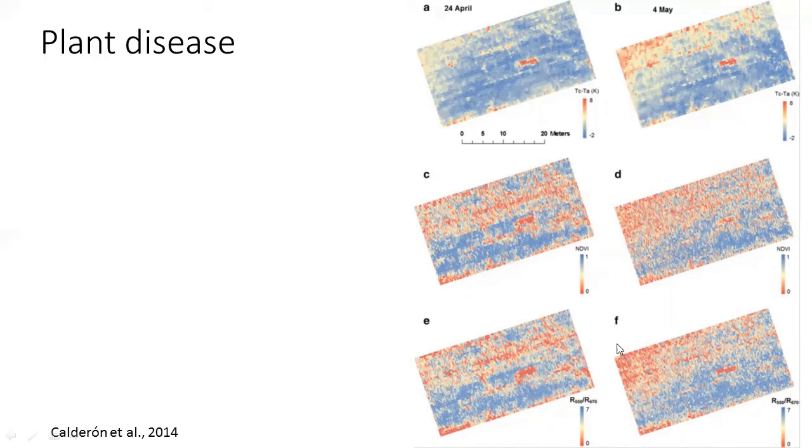And so the researchers found that the temperature data up here, and then the bottom graph here with the ratio data, those two actually lined up pretty well with some of the information that they saw on the ground.